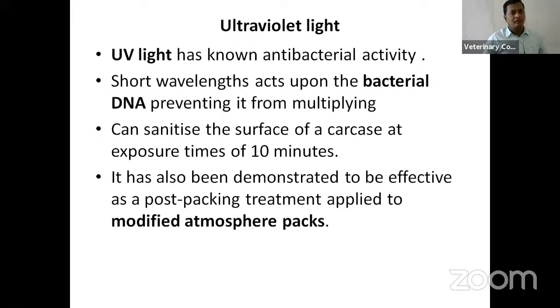Last but one, ultraviolet light. UV is antibacterial. Okay, short wavelength UV light attacks the bacterial DNA, thereby preventing its multiplication. The surface sanitization is done for 10 minutes in a chamber where there is bombarding of the UV light, followed by modified atmospheric packaging.